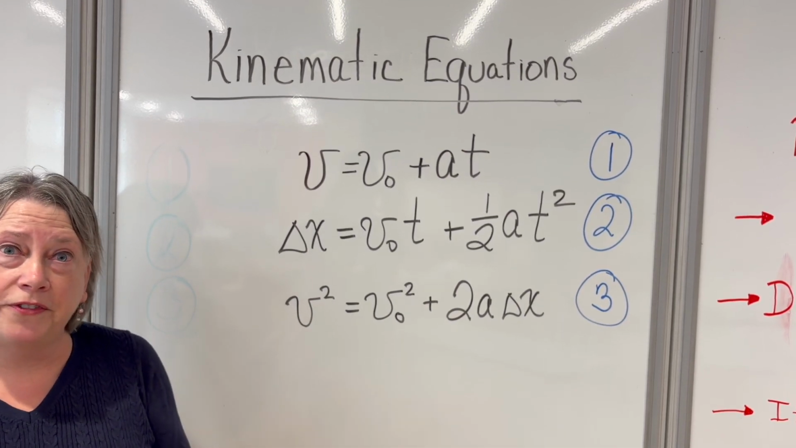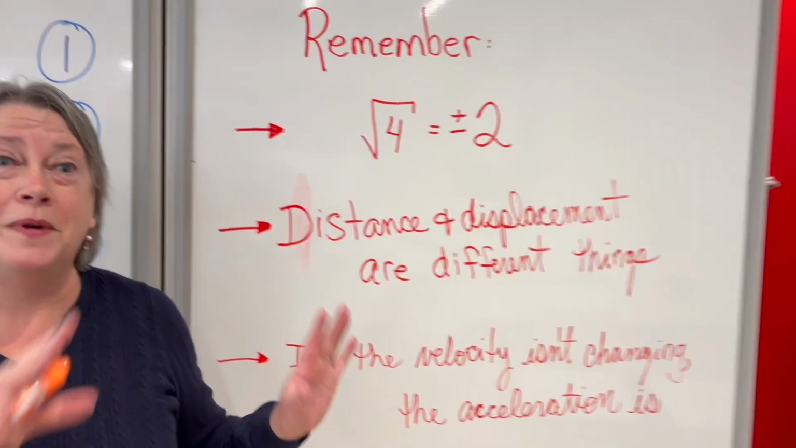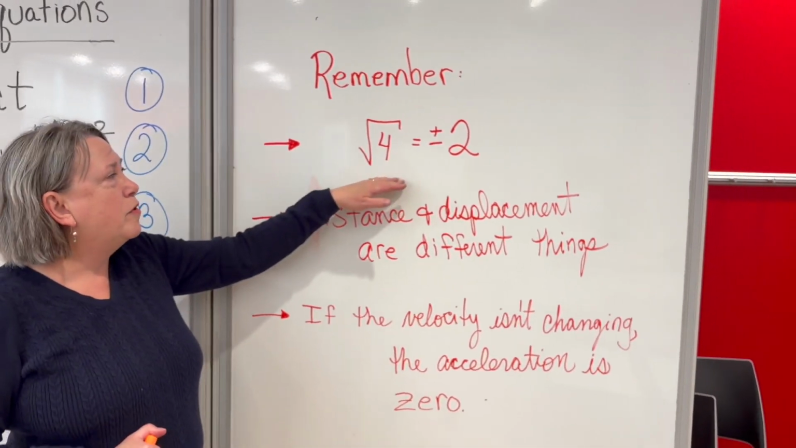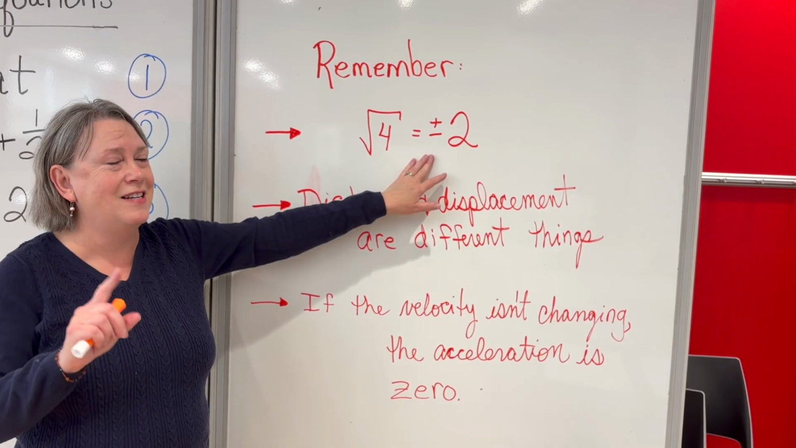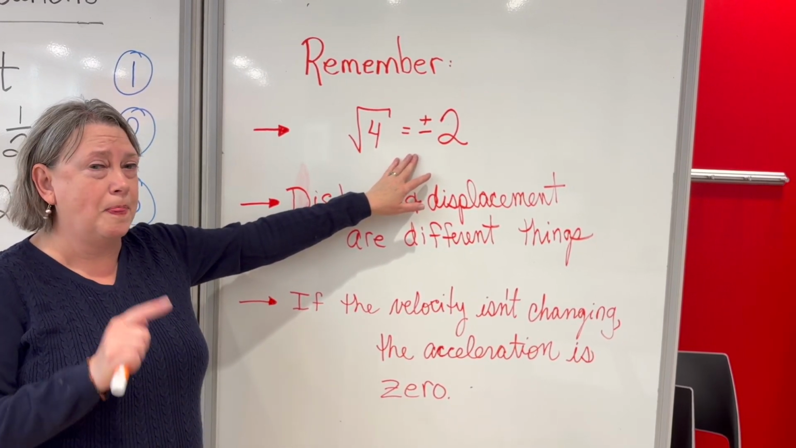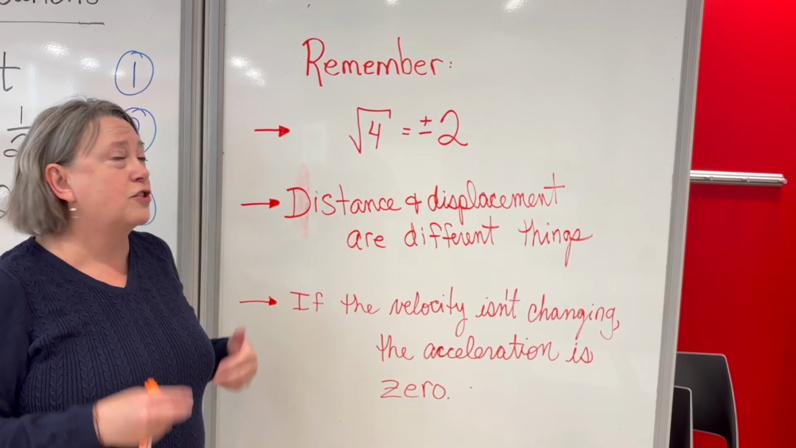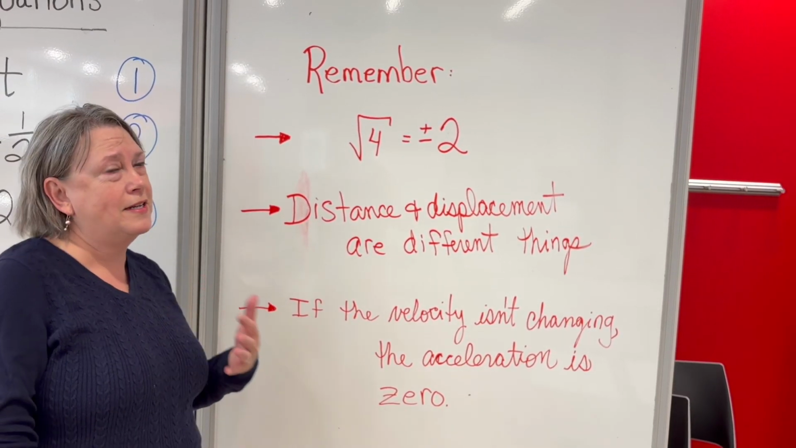So I have a couple of things to remember before we start doing problems. Remember that the square root of 4 is plus or minus 2. A lot of times people will make an error in some of the problems we're going to work in this unit. There's a moment when you need to pause and think, is it positive or is it negative?